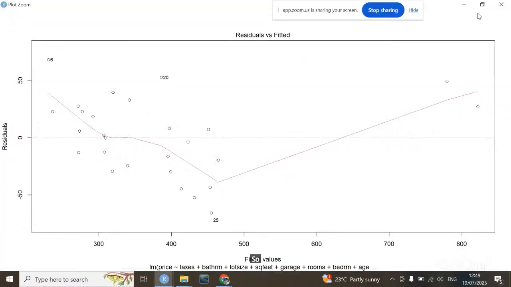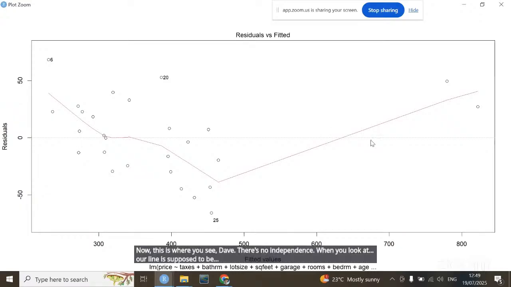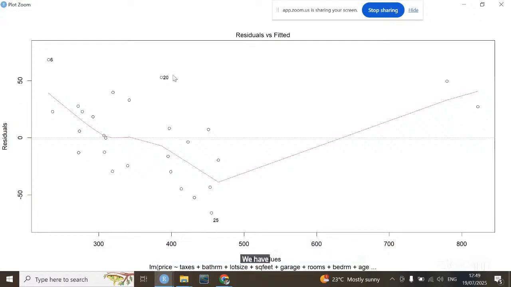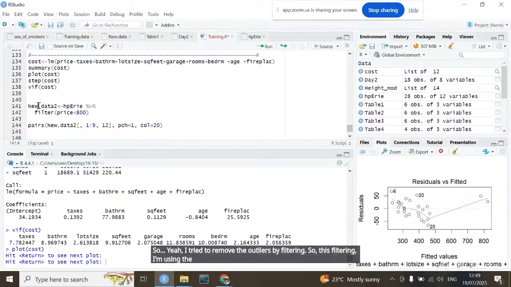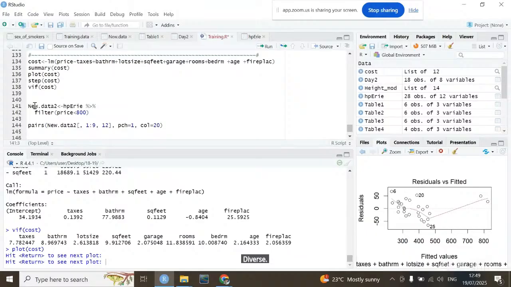So remember when we plotted the residual and the fitted values. Now this is where you see there's no independence. When you look at our line, it is supposed to be from 0 lines, but when you look at these points, we have like outliers at 3 points, 6, 20, and 25. So here I tried to remove the outliers by filtering. So this filtering, I'm using the function from the package tidyverse.